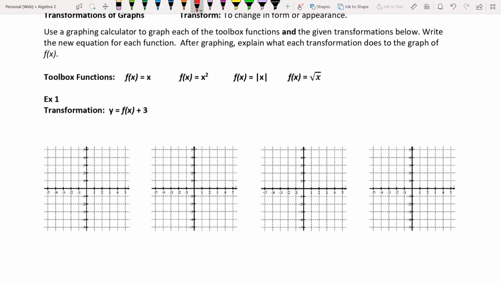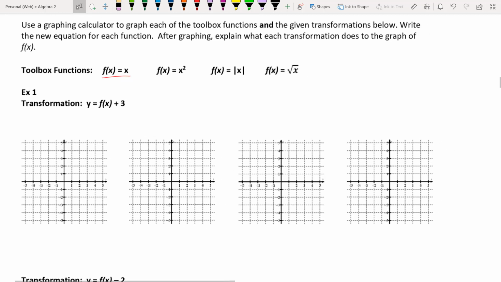And then it says my transformation is going to be y equals f of x plus 3. Well, what does that mean? It means take f of x, which you can see right above here, f of x equals x. Take f of x and simply add 3. So if I take my first one right here, f of x equals x, this is going to be f of x equals x plus 3. That's it. Just x plus 3.